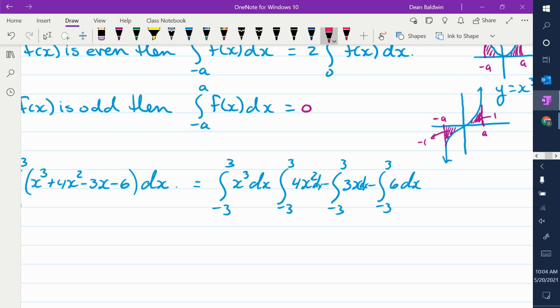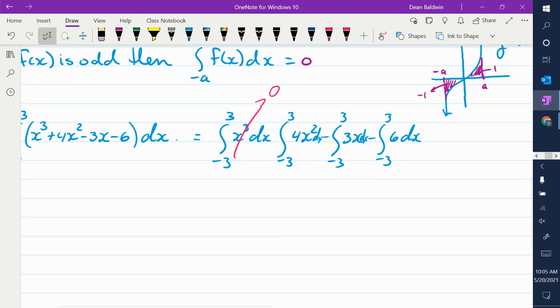Okay. So I notice that the endpoints are the same. Okay. Is this an even or an odd function? That's odd, right? So what's the answer? Done. Is it an even or an odd function? Sorry? That's an even function. It's a parabola, right? So that's an even function. So I'm going to rewrite that one as 2 times the integral from 0 to 3 of 4x squared dx.